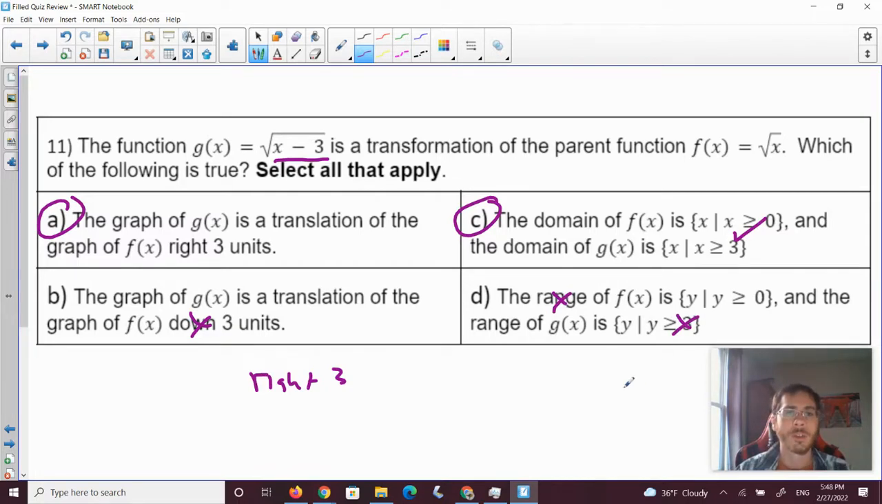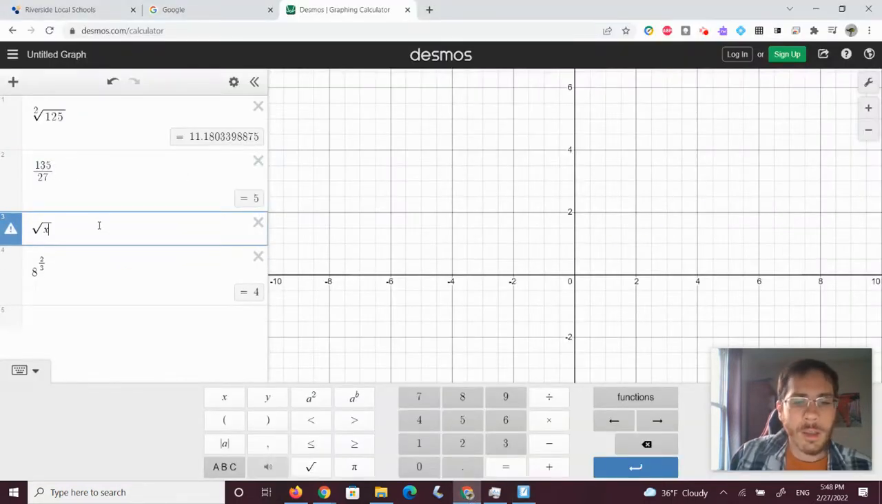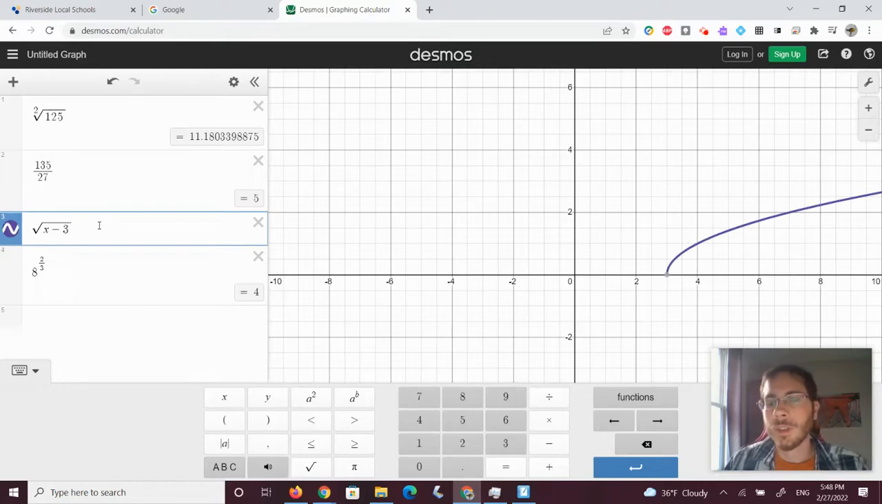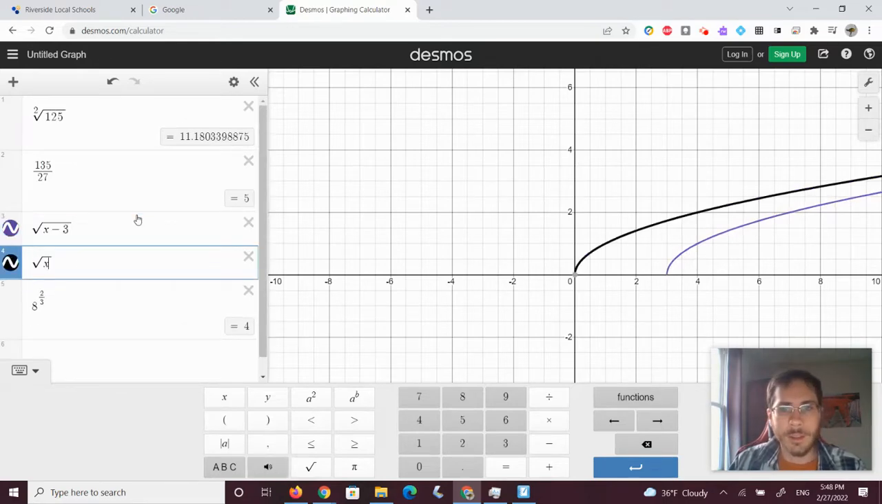We're not dealing with that. And if we want, we can double check it. So square root of x minus 3. If we type it in, x minus 3. So yeah, we're going to the right 3. And then we are starting our domain at 3. So that makes sense. The reference is square root of x. We do start at 0 normally. We're starting at 3 this time.